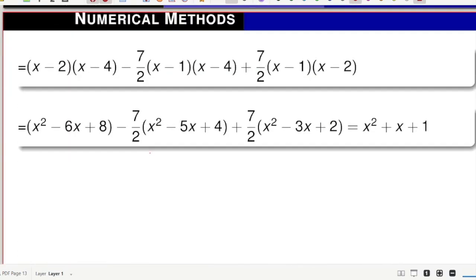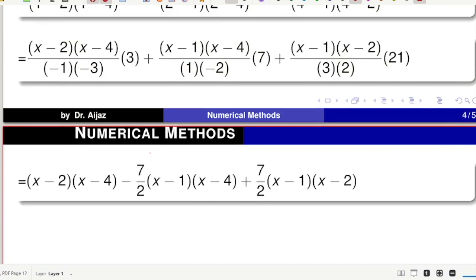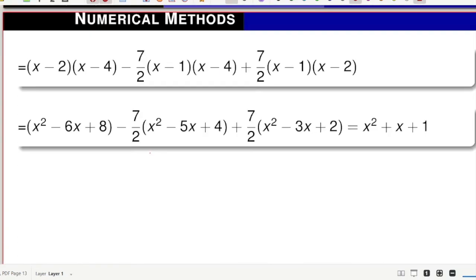Then the next step is, here we can see this minus 1 into minus 3 is plus 3, so this will be cancelled. This will become 7 by minus 2, x minus 1 into x minus 4, and 7 by 2, x minus 1 into x minus 2. Then simple calculations yield us this product. This is equal to x square minus 6x plus 8, minus 7 by 2, x minus 1 into x minus 4 is x square minus 5x plus 4. Again 7 by 2, x minus 1 into x minus 2, that's x square minus 3x plus 2.